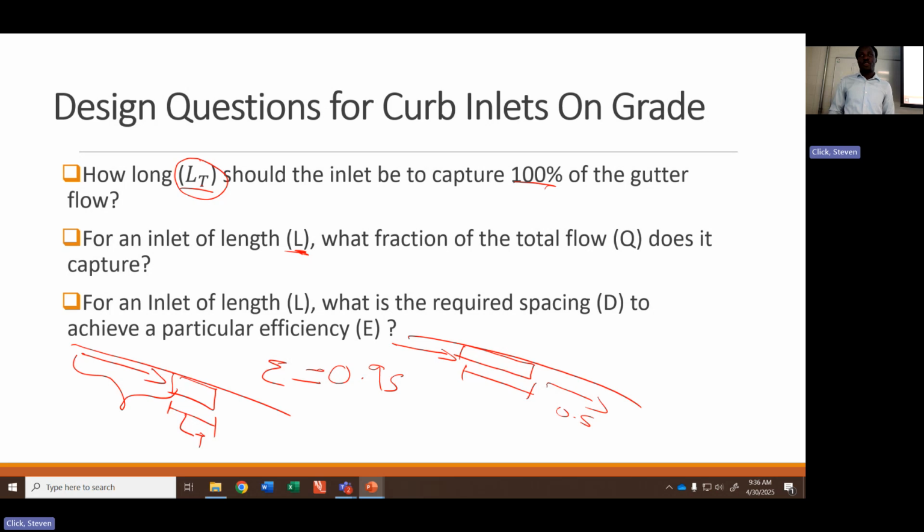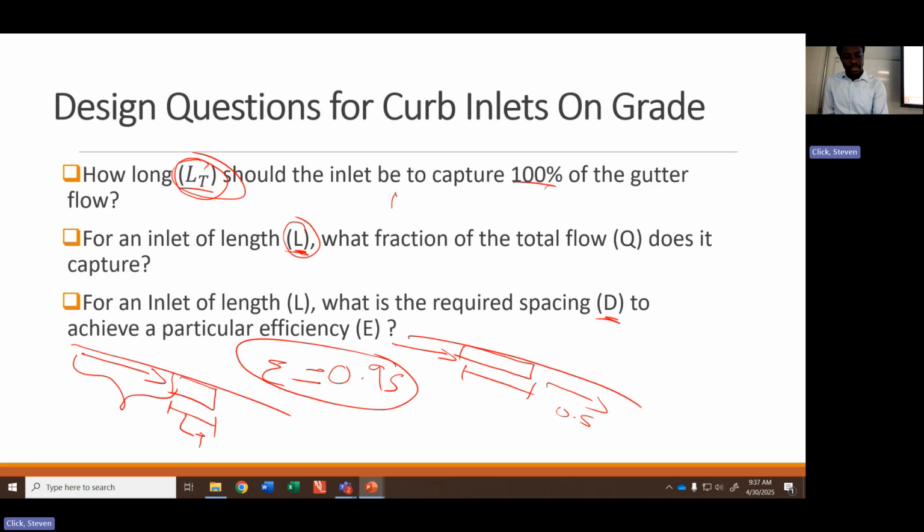So that you have an idea of how the inlet system is working. This is an ideal condition that is really difficult to work out in the field. So usually this is what is done. And finally, you want to know the required spacing for this particular inlet efficiency. So let's say we have already understood that we want an inlet of an efficiency of 95%. How far should we space our inlets along the longitudinal slope of the road such that it captures all of the water?